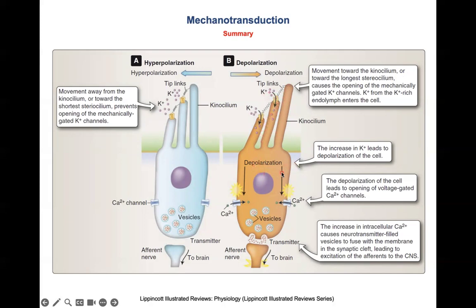We have depolarization, opening of calcium channels. Calcium goes into the cell, activates the vesicles to release the neurotransmitter glutamate. So here we have action potentials in the cochlear nerve.